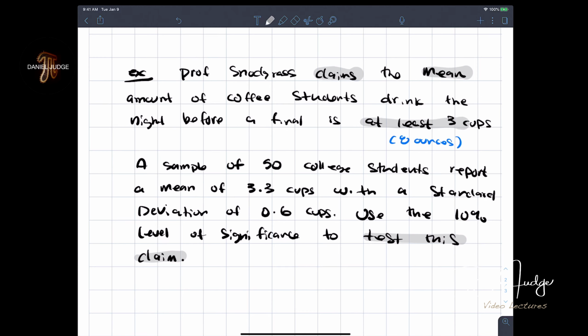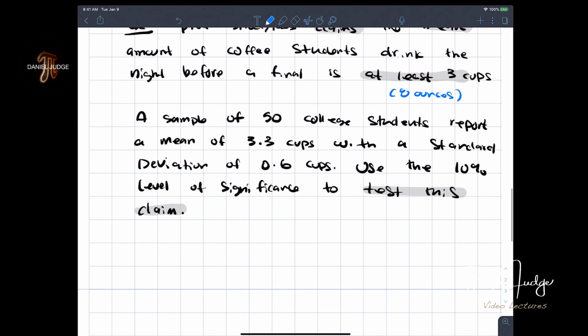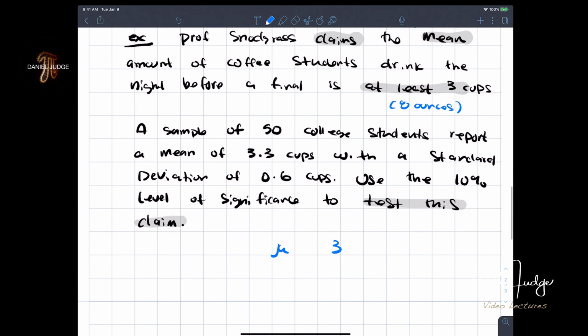So I know the parameter for mean is mu. So I'm going to write this thing down. I've got to say mu versus 3 cups. I need to know the meaning of this phrase right here, of at least. So the mean is at least 3. So ladies and gentlemen, at least 3 means 3 or more. So that's greater than or equal to 3. Okay, 3 or more. This is the claim.